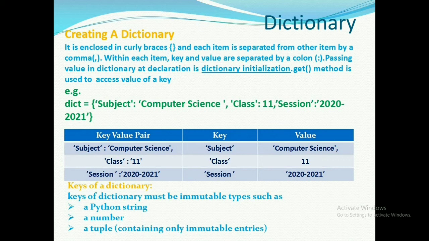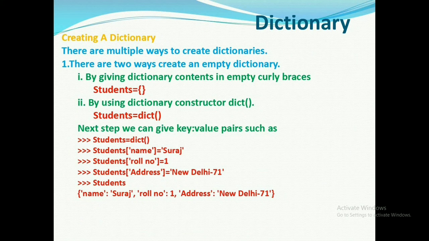Keys of a dictionary must be of immutable type. That means it can be a string or a number or a tuple containing only immutable entries. If we assign a list as a key, then it will show an error, that is TypeError: unhashable type list. There are multiple ways to create a dictionary. We will discuss them one by one.